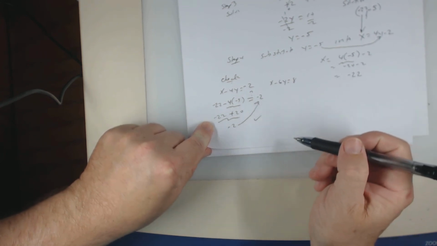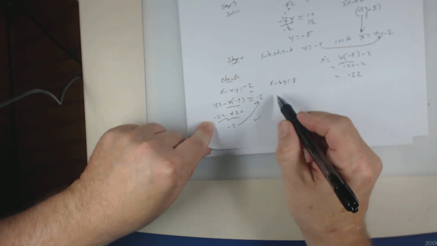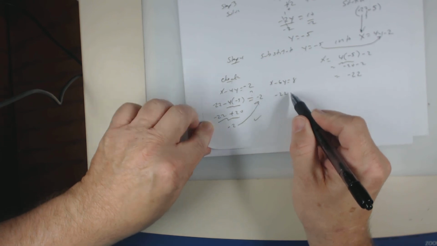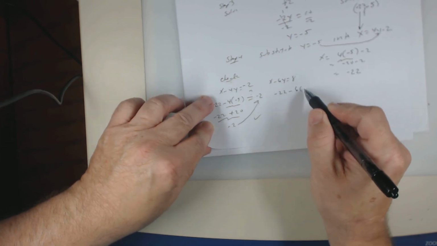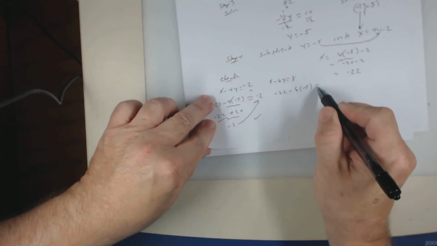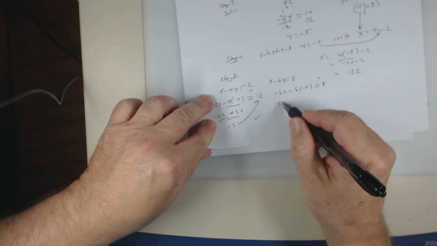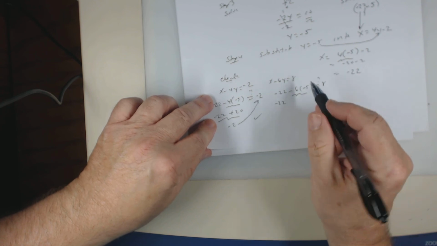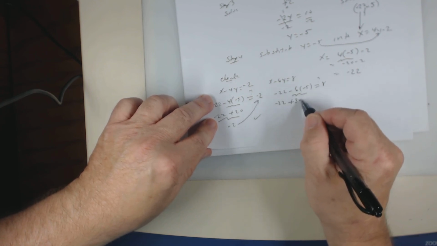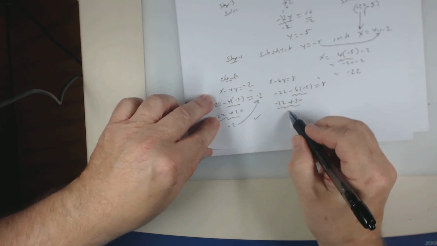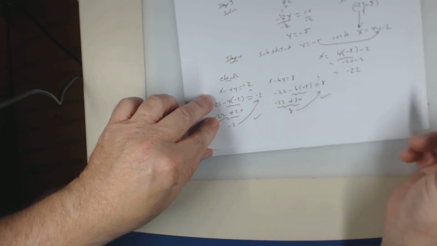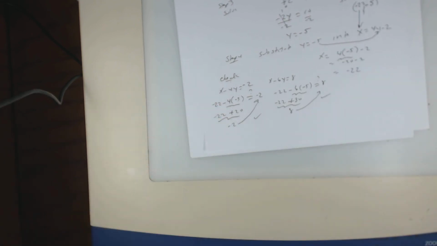So that's okay. Over here, what's x? Subtract 6 times y. What's y? And again, I want to see if that's going to equal 8 this time. So I got negative 22. What's a negative 5 times a negative 6? Positive 30. And what's negative 22 and a 30? 8. And that's what you wanted. So that's correct. Negative 22, comma, negative 5.